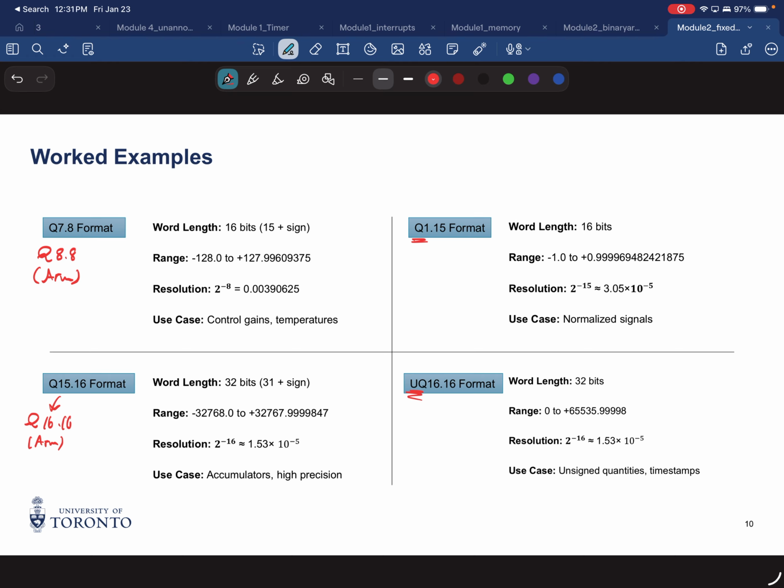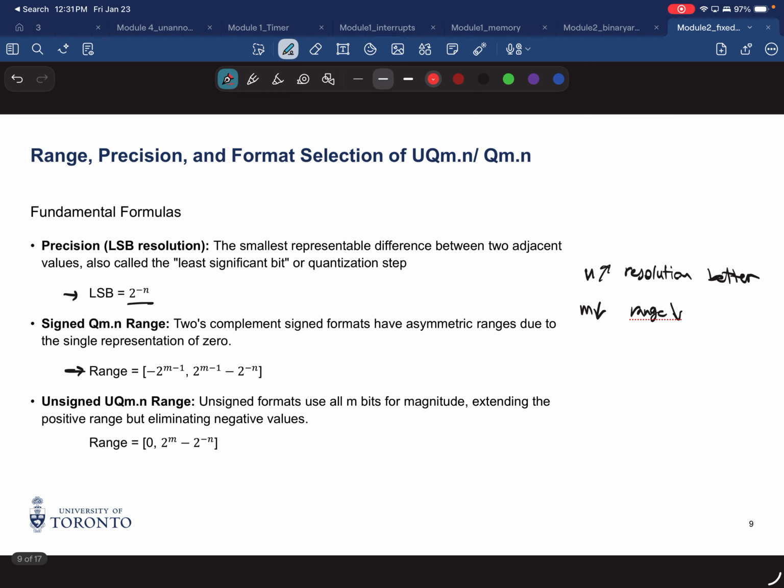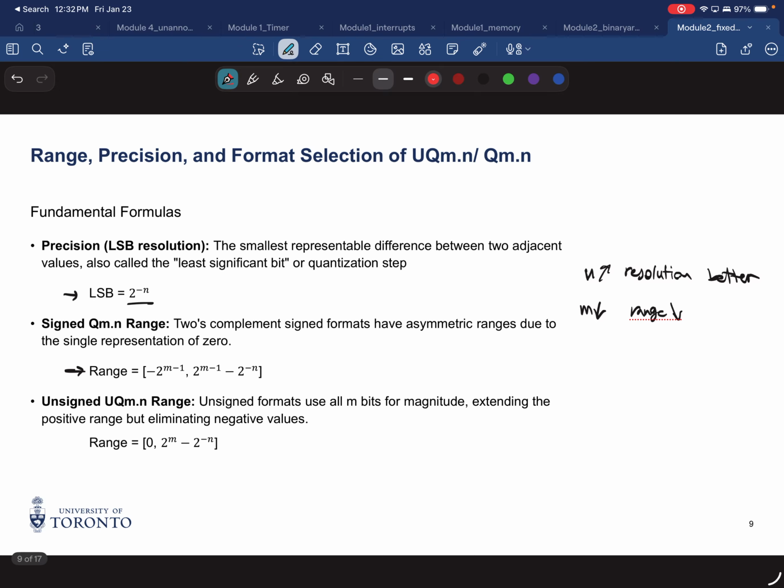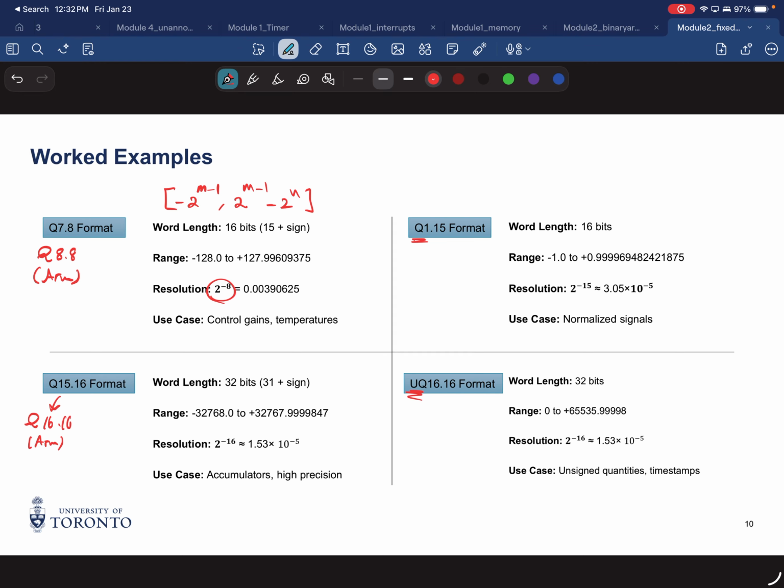So when we have Q7.8, our resolution is going to be 2 to the power of minus 8. And our range is going to be 2 to the power of m minus 1, minus 2 to the power of minus n. Did I get that right? Yes. So this is our general formula for the range.